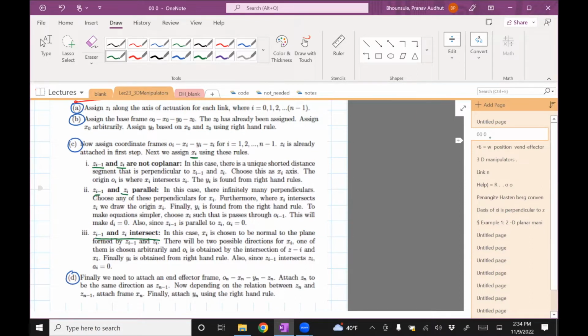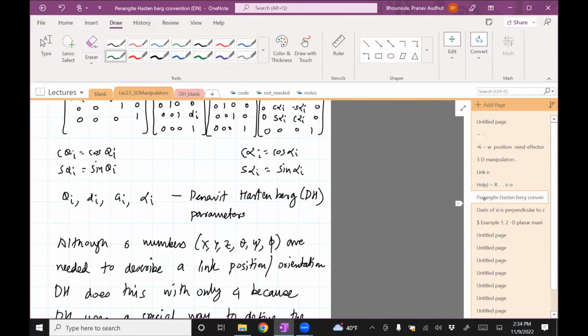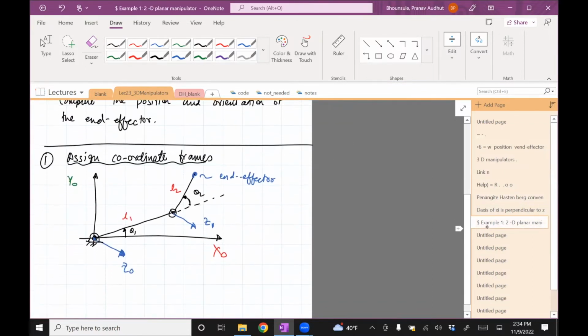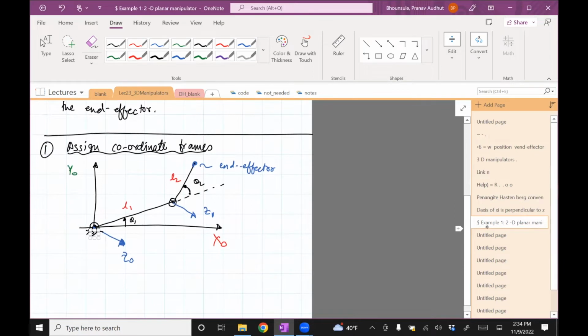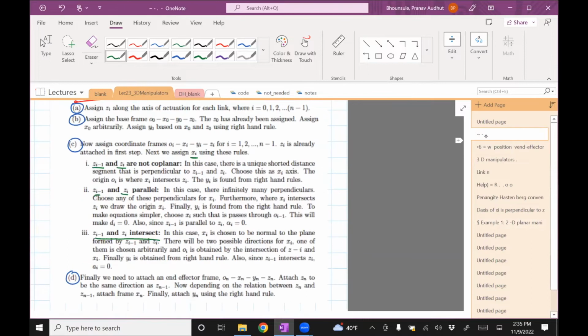Okay, so let's first look at this. We're always looking at a relation between Z(i-1) and Zi. So here we're looking at a relation between Z0 and Z1, where i is equal to 1, right? And so once we've noted how Z0 and Z1 are, let's go back to the handout, and ask ourselves, are Z0 and Z1 not coplanar? Are they parallel, or do they intersect? So in this case, they are actually parallel. They're coming out of the plane of the paper. So it falls under this case.